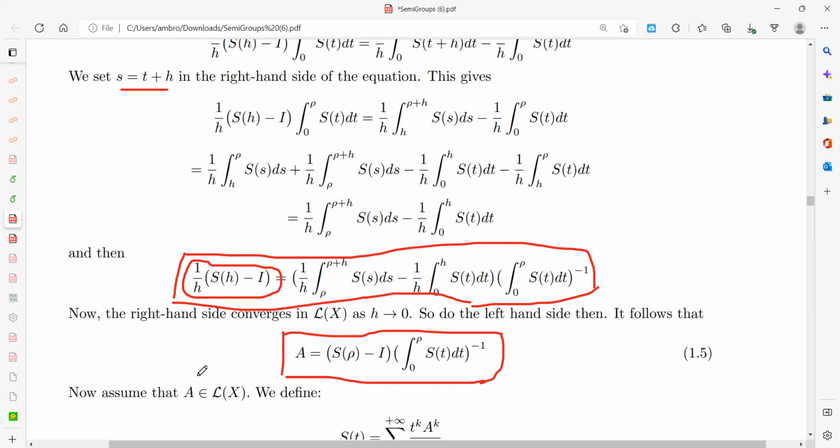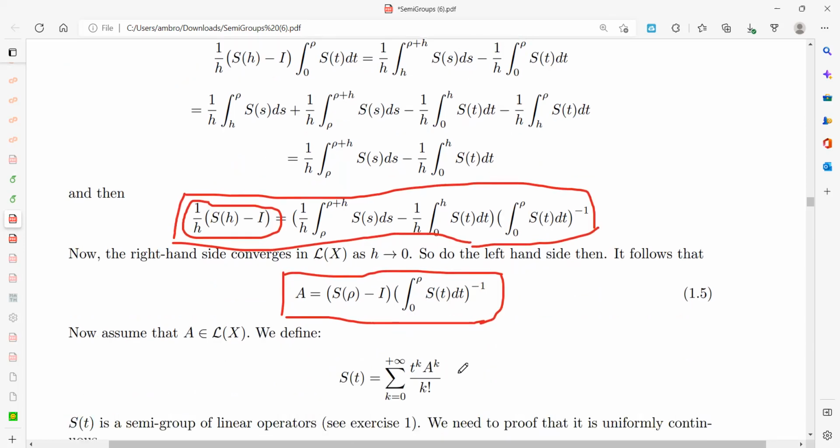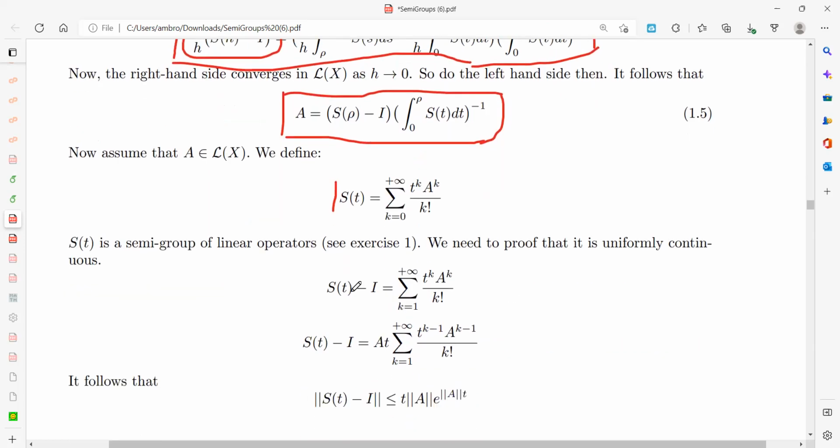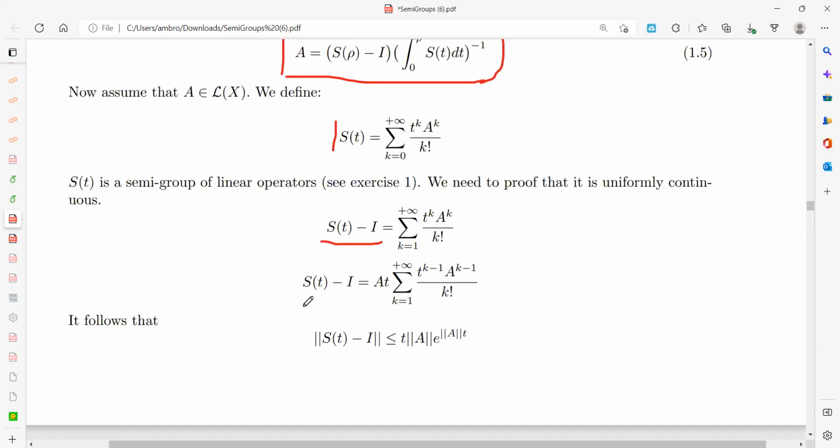Now, conversely, if you assume that A belongs to L of X, you will define S of T as this series. So this defines a semigroup. We have already done that with a matrix, so this is exactly the same. Then by simple computation, you can prove that S of T converges to the identity when T converges to 0 in the operator norm.